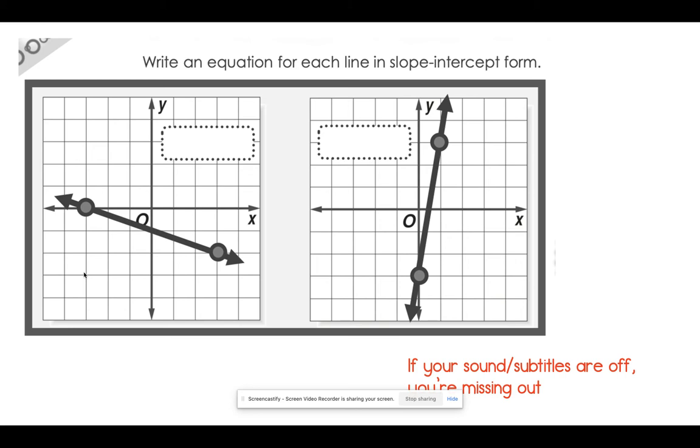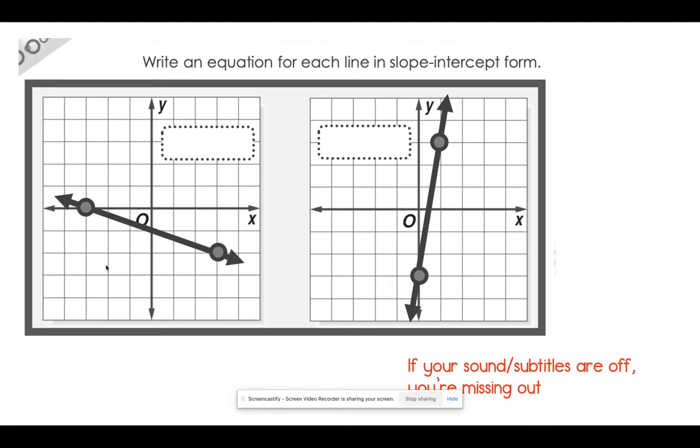So if we're counting how far up we went, that's in the negative direction. It's negative 2. And then we need to figure out how far to the right we went. 1, 2, 3, 4, 5, 6. So we're going to have negative 2 over positive 6. We can simplify that to negative 1/3.